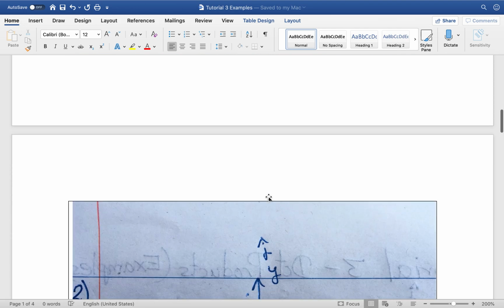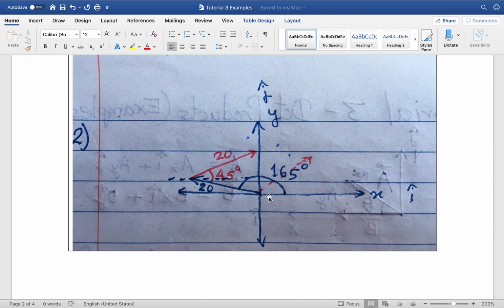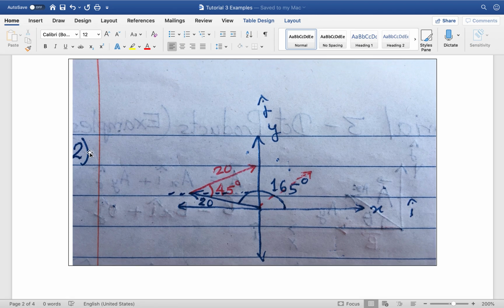All right, now we are going to see examples. So number 2 from the tutorial 3. Here is a diagram. You are given a vector here, in blue color, which has a magnitude 20, and there is another vector, 20. Let's call this vector A, and let's call this vector B.